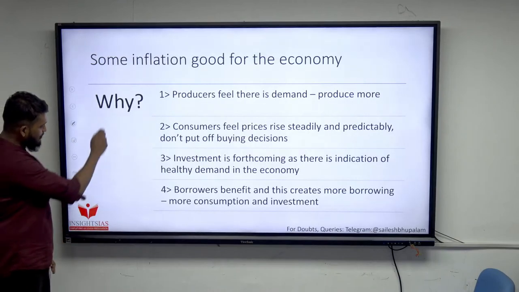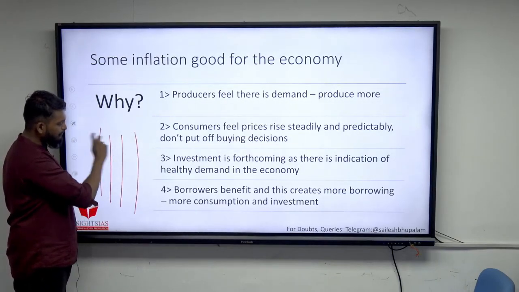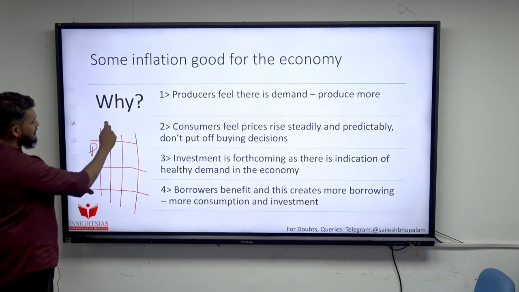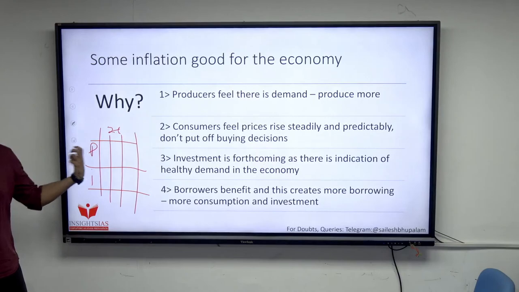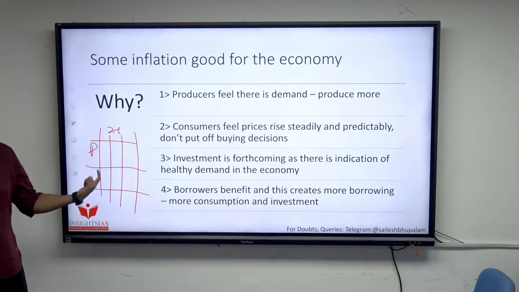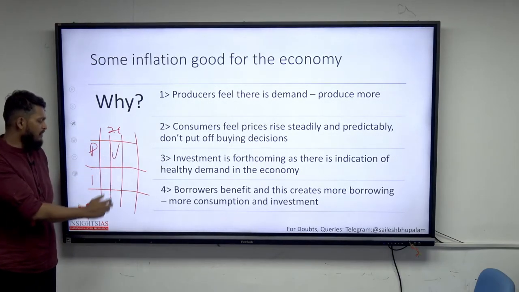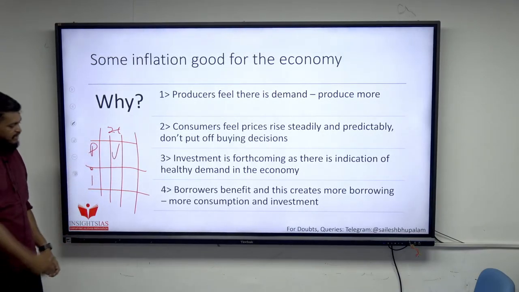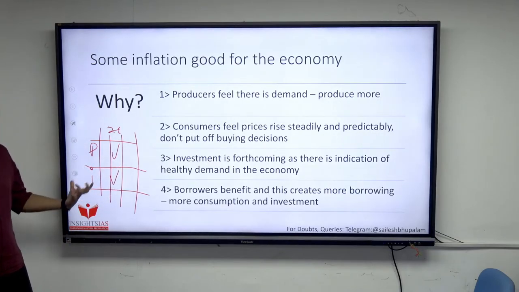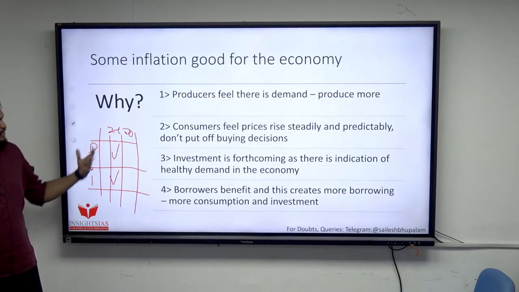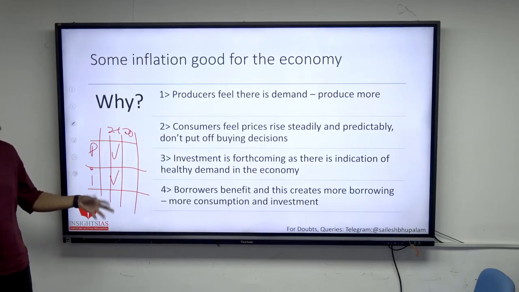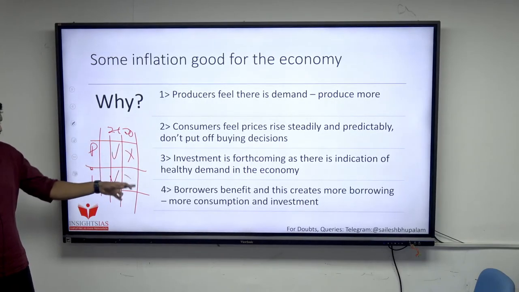Consider the producer's perspective. If you are the producer or even an investor, and inflation is 2 to 6%, you will feel that slight inflation is there. That means demand is more than supply. If demand is more, will you produce or not? Yes. The investor will feel that demand is more and the producer is producing, so will you invest? Yes. That means this is good for the economy. Imagine inflation is 20%. The producer will feel that if I produce this and get the money, by then my money's value would have reduced, because 20% inflation means 20% loss. So no more producing, no more investing.